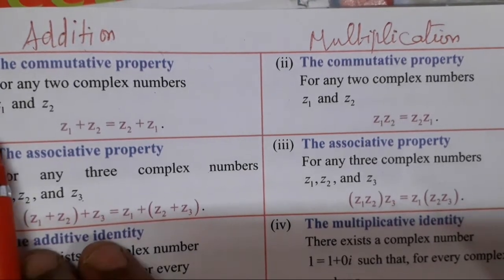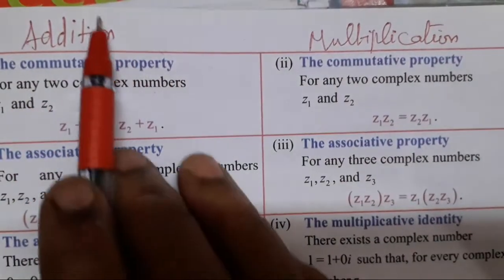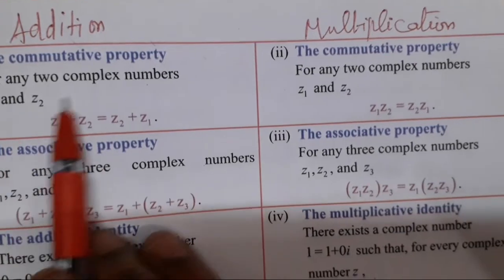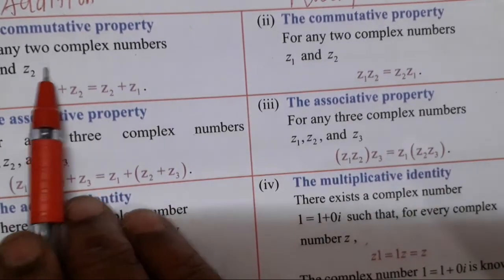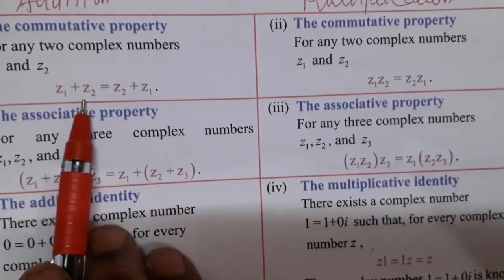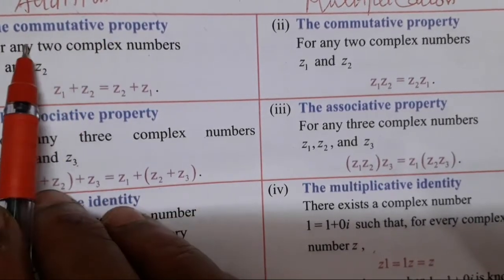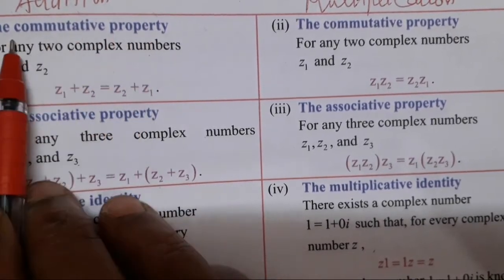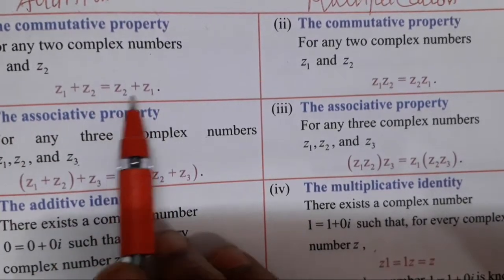Next, see here the commutative property under addition, and similarly the commutative property under multiplication. In 10th standard itself we learned the commutative property: a plus b equal to b plus a. Similarly, for any two complex numbers z1 and z2, z1 plus z2 equals z2 plus z1. You remember the commutative property, a plus b equal to b plus a. So for any two complex numbers, z1 plus z2 equals z2 plus z1.